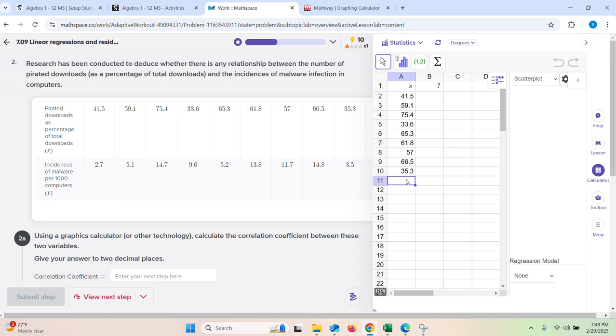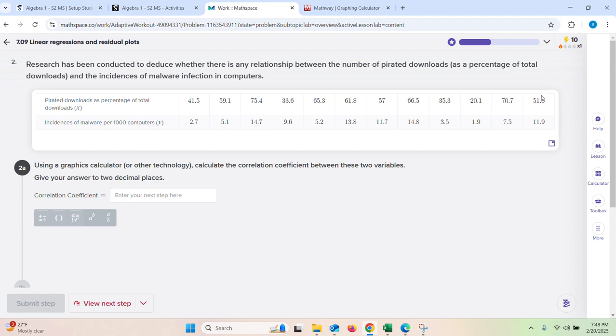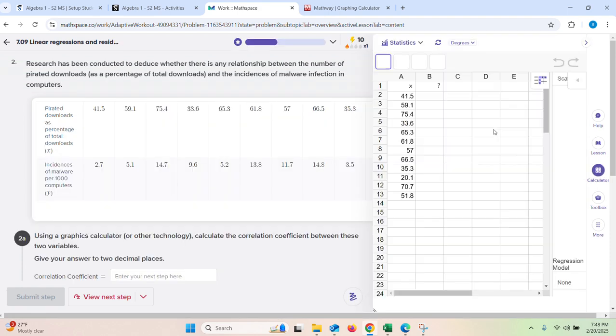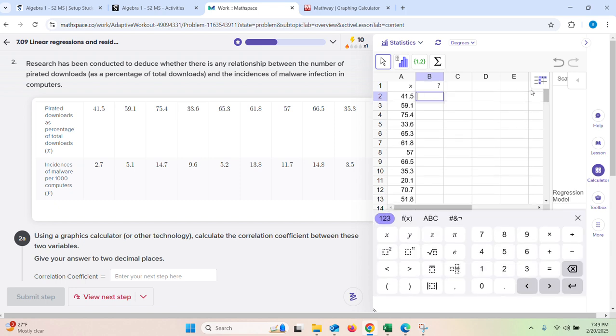Okay, so I was at 35.3, so next is 20.1, and then 70.7, and 51.8. It's going to give me that error again. Nope. All right, this is supposed to be a Y. I don't know why. Why won't it let me do a Y?